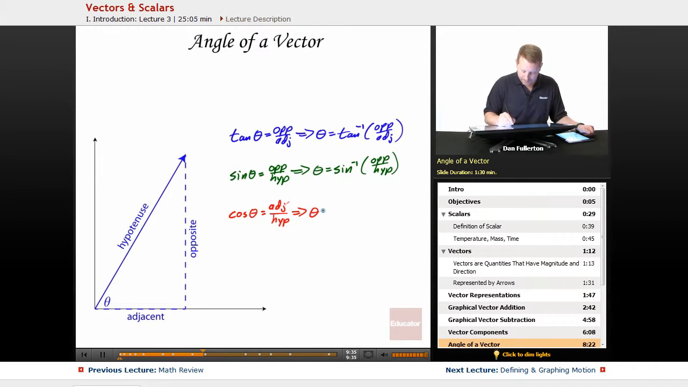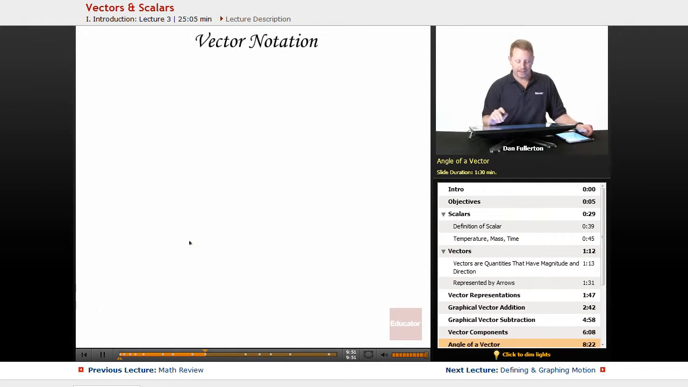Therefore, theta equals the inverse cosine of the adjacent divided by the hypotenuse. So if you know any two sides of this right triangle you're making with components, you can find the angle using your basic trigonometry. Now let's talk for a few minutes about vector notation.